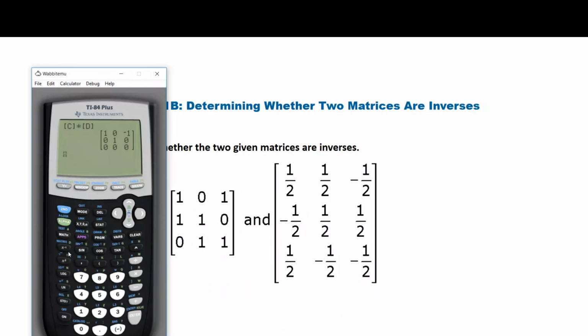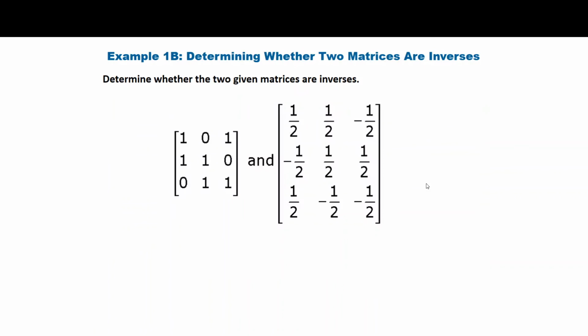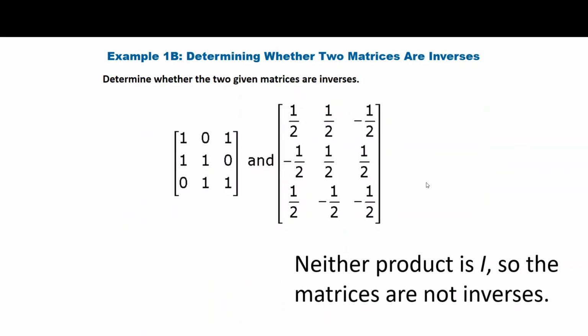Let's go second D first. Okay, so let's go down to D, enter, and then times second C, enter that, and our new matrix, nope, it's not the identity either. I've got 1, 1 on our main diagonal, but I have a 0 on the last one. So I don't have all 1s on the main diagonal, and I don't have all zeros. So that is not an identity. Okay, neither product is the identity matrix, so the matrices are not inverses.